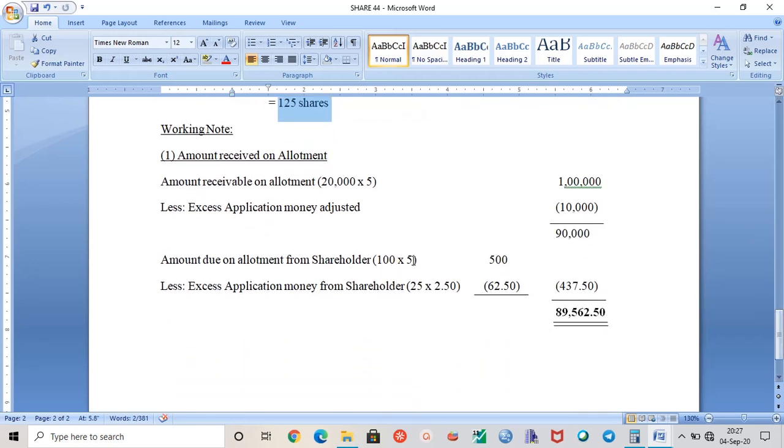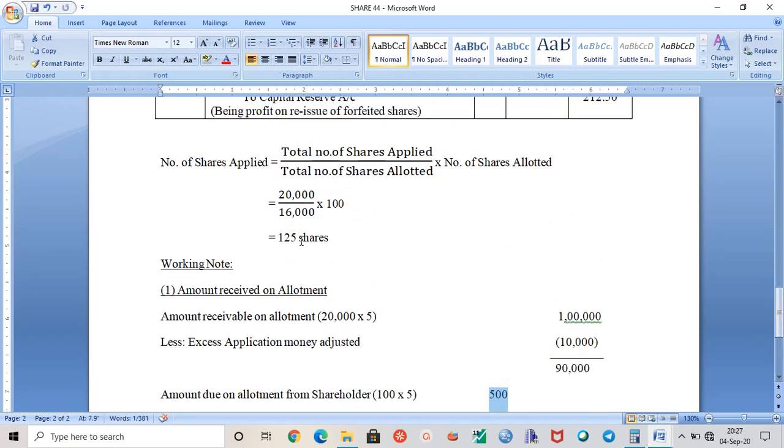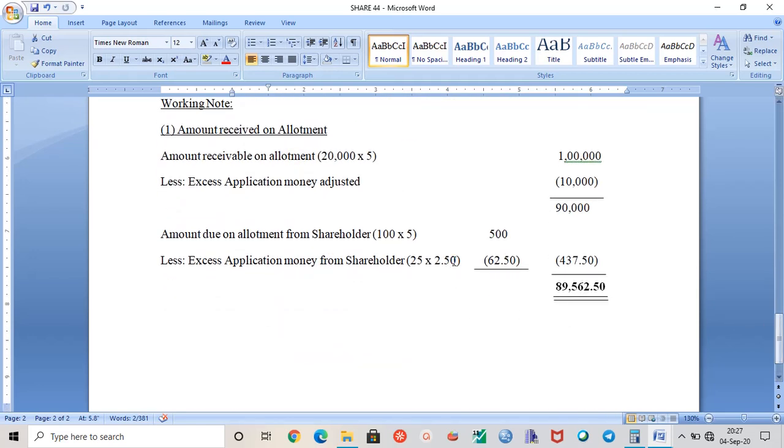On these number of shares allotted, your allotment money will be due. So 500, 100 into 5, because allotment money is 5 rupees per share. Now excess application money is already received on 25 shares. Out of 125, 100 shares were allotted, so the extra number of shares was how much? 25. So 25 into 2.50. This 2.50 is the application money, 25 into 2.50 application money.